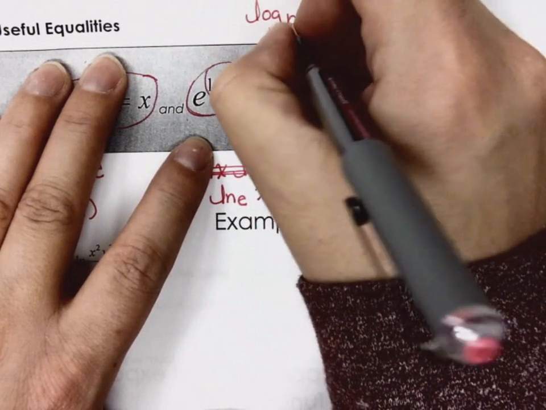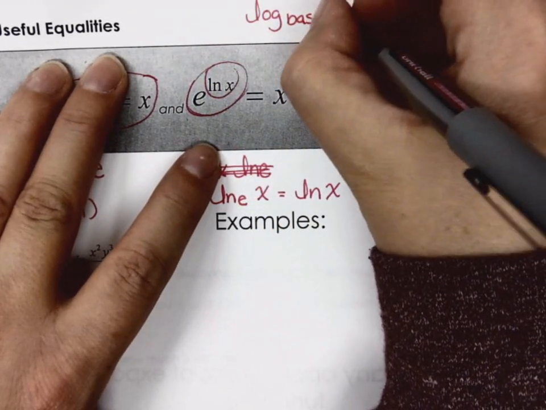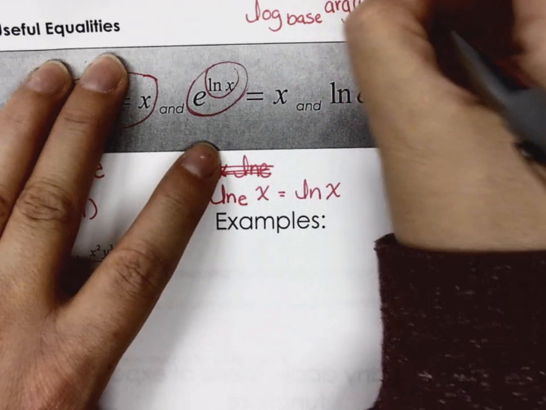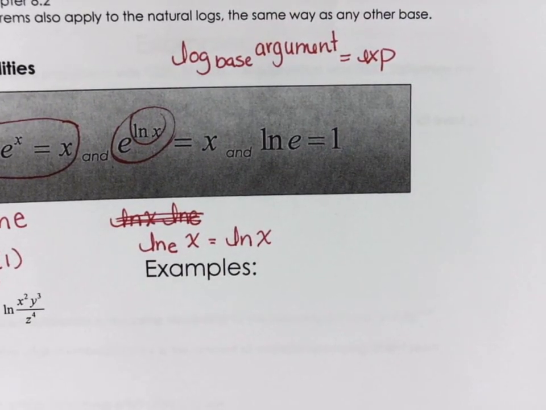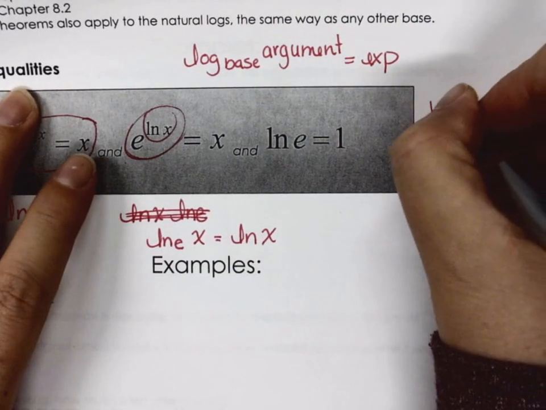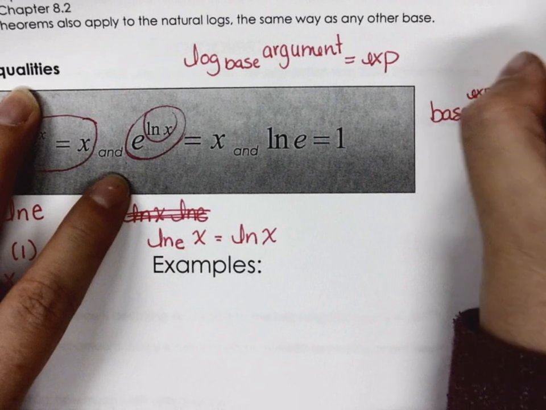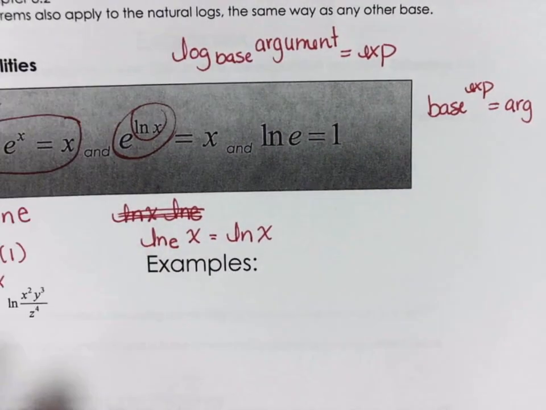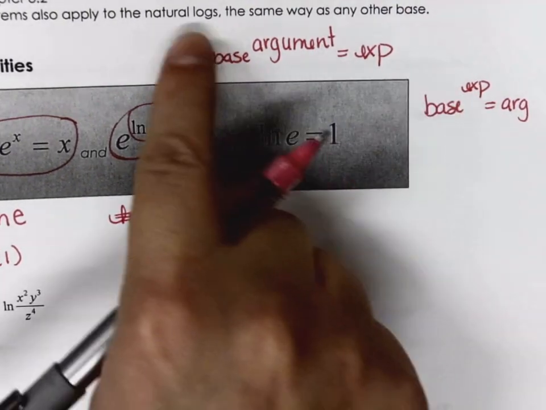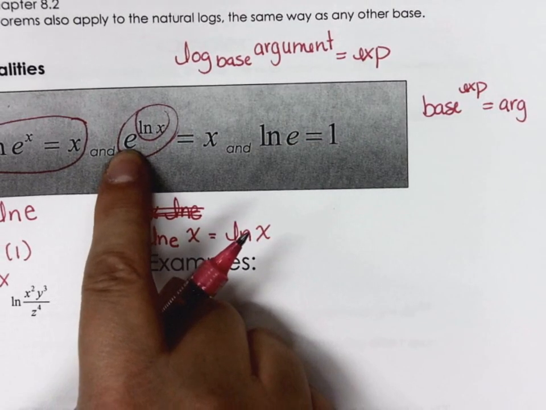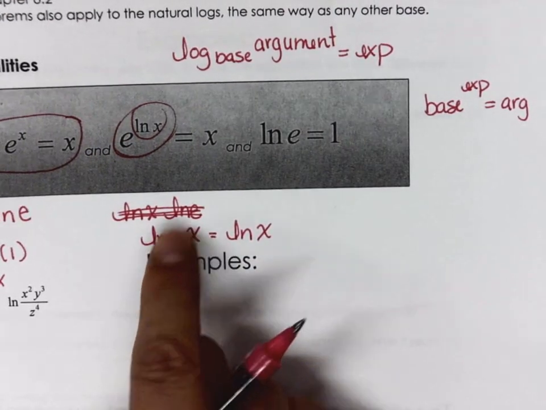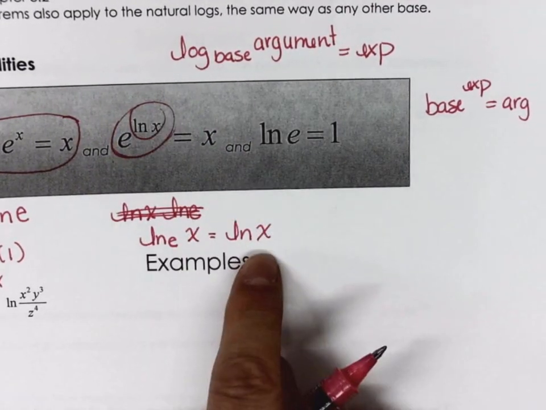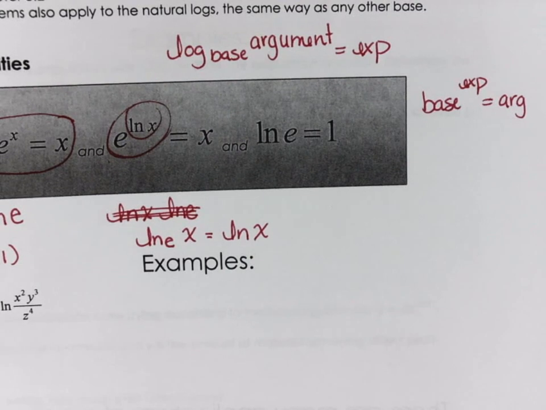So log base argument, right? Remember that? We did that the other day. We put that on our notes. And then the other part of that was base exponent equals argument. I'm just running out of room, so I'm just going to put arg. So we have it in this form. I want it in this form. But because the base is e, what kind of log are we going to attach to it? A natural log. So I went ln, the base is e. The argument gets put in here, and the exponent goes outside. So what do we know about ln e?